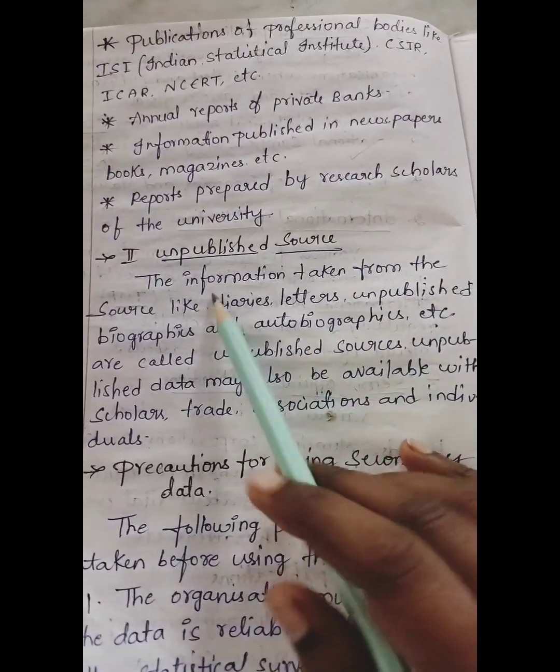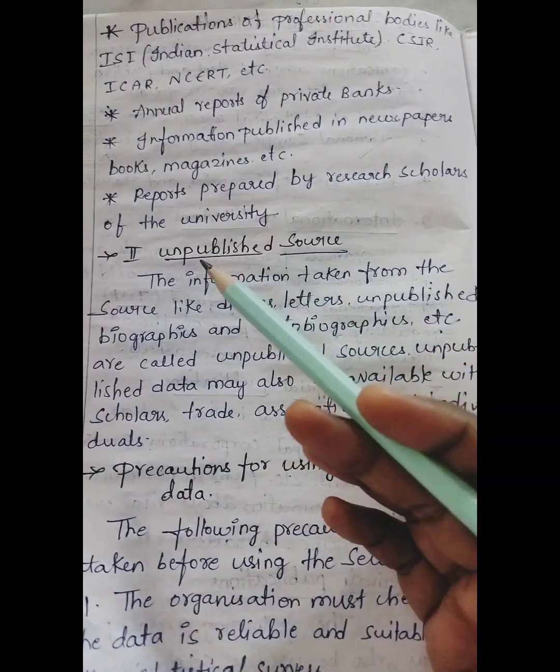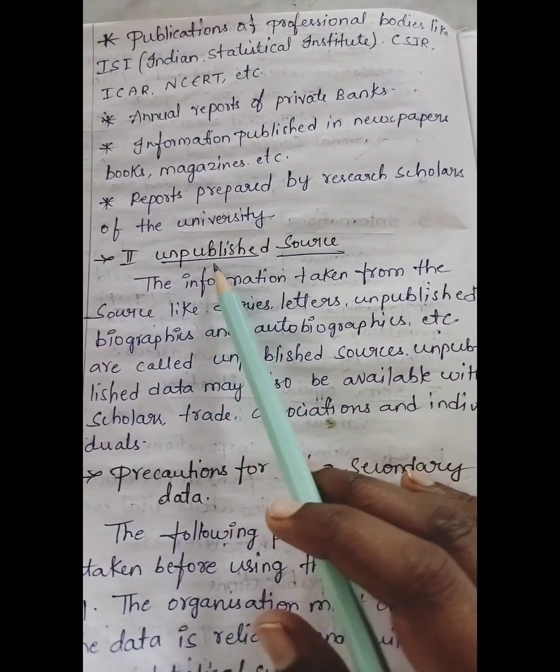Next one, we have completed first one, published sources. Under that, 4 are completed. Next we have second, unpublished sources.